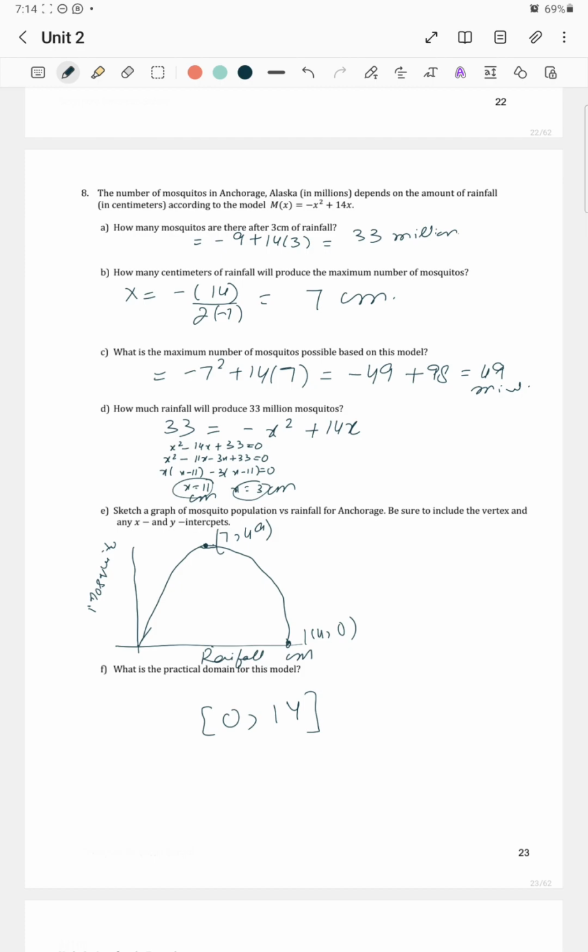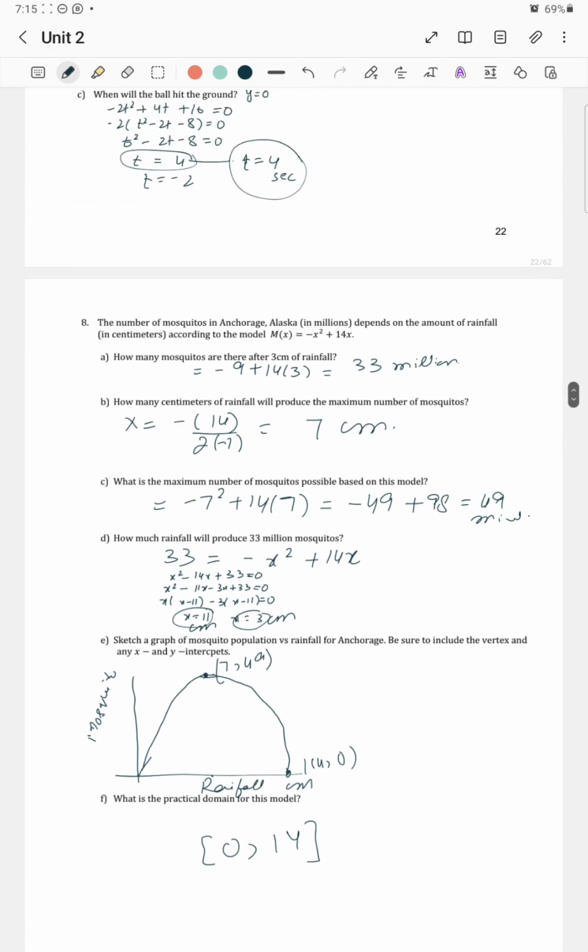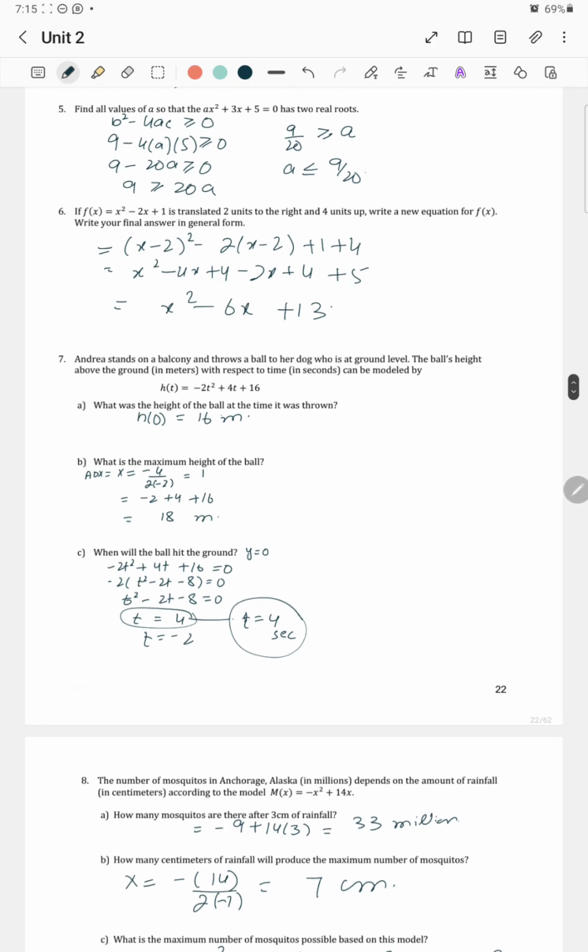Then we will go for what is the maximum number of mosquitoes. So this is how many centimeters? 7 centimeters will produce the maximum number of mosquitoes. Putting 7 in the equation, we will get 49 million mosquitoes as the maximum number that can be expected after the rainfall. And this way we will make the graph, and we end with the quadratic equations in the general form.